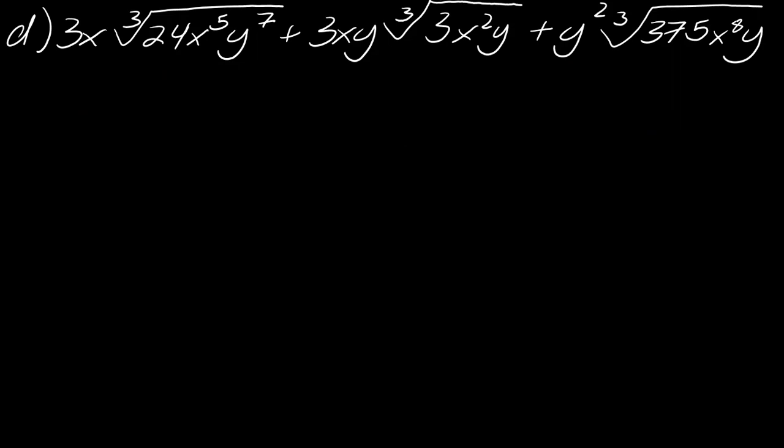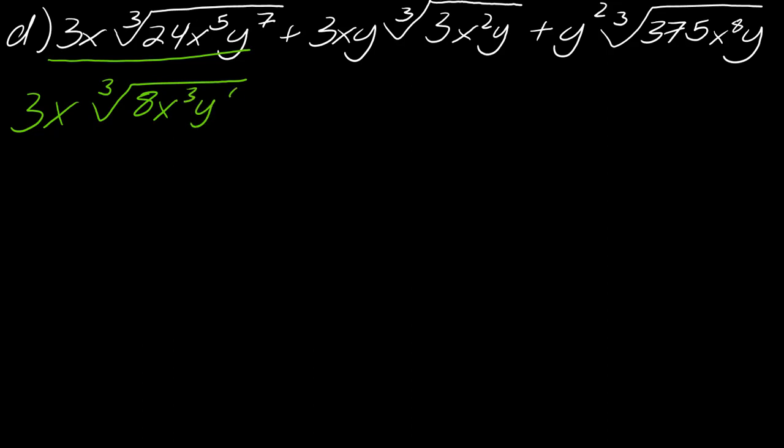Okay, so we have this last one here. I'm going to do it in very much the same way I did the last couple. I will break this down and work it out all the way, just like I did in the last problem. For this one, the largest cube that goes into 24 is 8. I can pull out an x to the 3rd and a y to the 6th. And then what's left over will be 3x squared y.